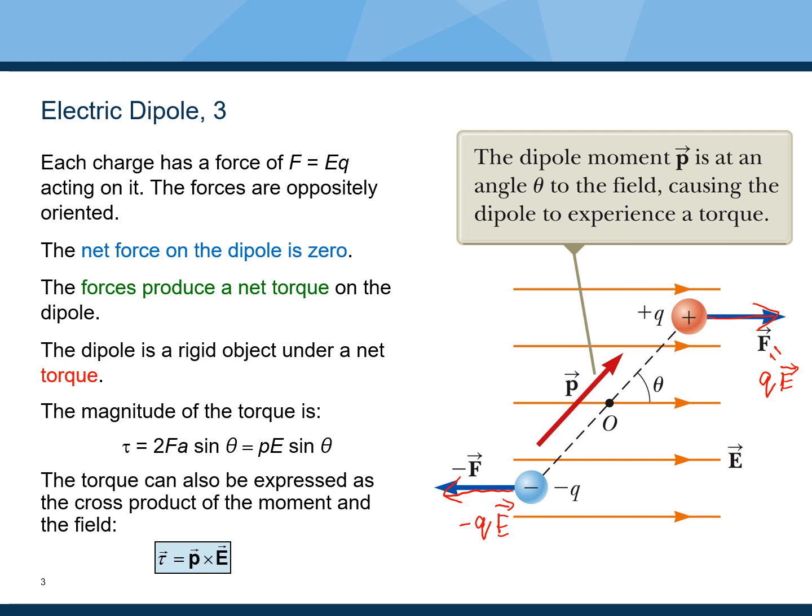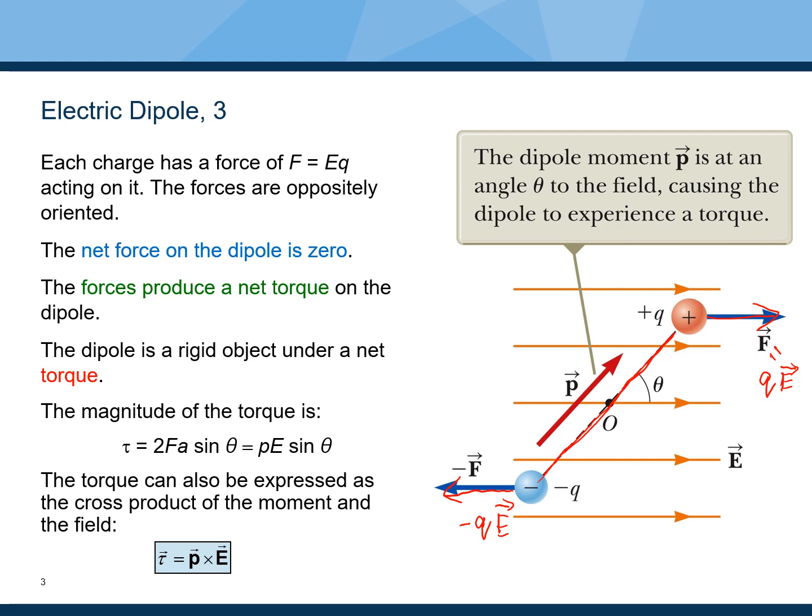So if you imagine that these two charges are connected by a rigid stick, which is not a bad approximation for various types of molecules, then because we have two charges separated by a certain distance, we have a net force on this configuration of two charges that are connected by a stick.